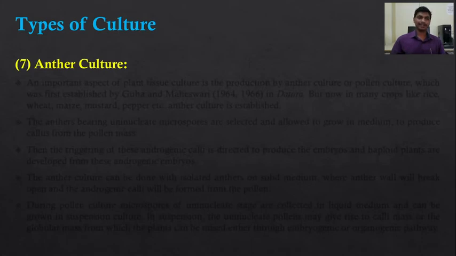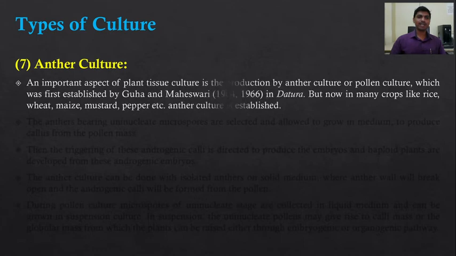Next is the anther culture. Here anther is the explant. An important aspect of plant tissue culture is the production of anther culture or pollen culture, which was first established by Guha and Maheshwari in 1964-1966 in Datura. But now in many crops like rice, wheat, maize, mustard, pepper, etc., anther culture is established. So anther culture is mostly done for the production of haploid plants.